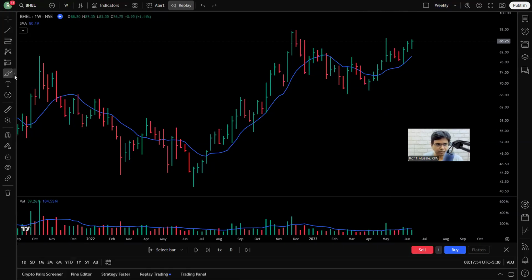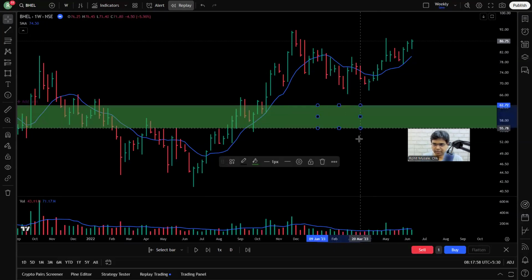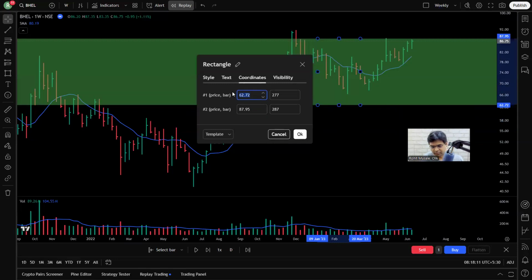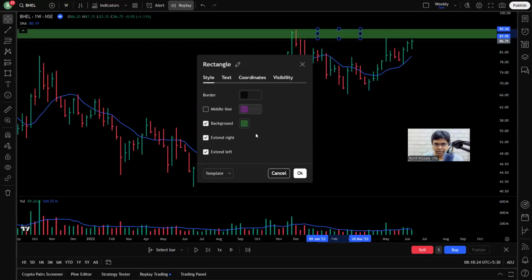How do you do that? You go here, rectangle, just draw it like this. Double click here, go to coordinates. This is 87.95, and above this it will be 5%, right? So 87.95 multiplied by 1.05. So this is 92.34. So I'll write 92.34.